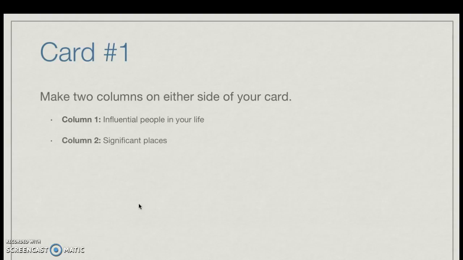In column two, I want you to make a list of significant places. These are places that you've lived, that you've spent a lot of time in, places that you've visited, places that are meaningful to you in some way. So I want you to consider cities that you've lived in, or towns, or counties. I want you to think of important places from your childhood that evoke something. So for me, it would be like my grandparents' basement, where I spent a lot of time playing ping pong and pool and all sorts of cool stuff.